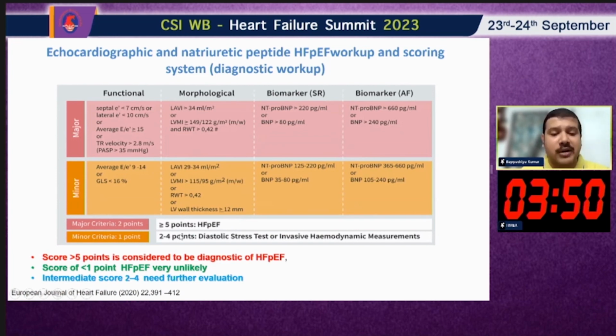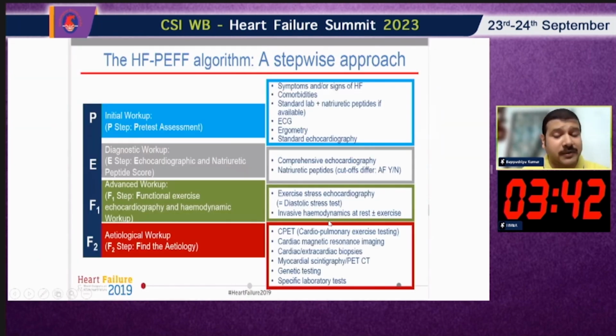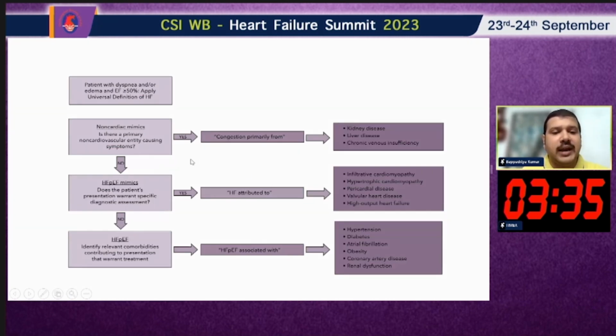If 5 or more points are satisfied, it is HFpEF. If 2 to 4 points are there, we need to do a diastolic stress test. I am not going into details of this patient because I believe if we get all the things, the patient will satisfy the criteria of HFpEF. So here we are, HFpEF mimics, which should be attributed to these following things. If these following things are suspected, then we have to go for other diagnostic criteria. If these are not there, the HFpEF is associated with hypertension in our patient, diabetes in our patient, atrial fibrillation, obesity, we do not know the BMI, and renal dysfunction is there. So our patient satisfies the criteria for this HFpEF.